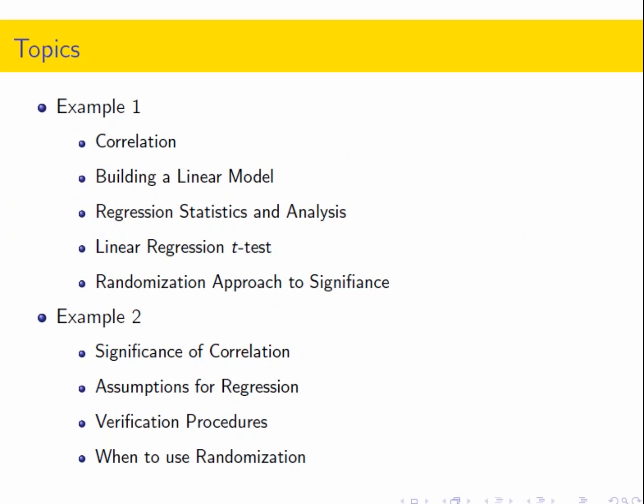The topics we're going to cover today are going to go with two examples. In the first example, we're going to talk about correlation and how to build a linear model. We're going to do the regression statistics and analysis. In example 2, we're going to kind of ramp it up a little bit, and we're going to see if we can use a t-test here to test the significance of correlation or the significance of the slope. And we're also going to talk about the possibility of using some randomized approaches for linear regression.